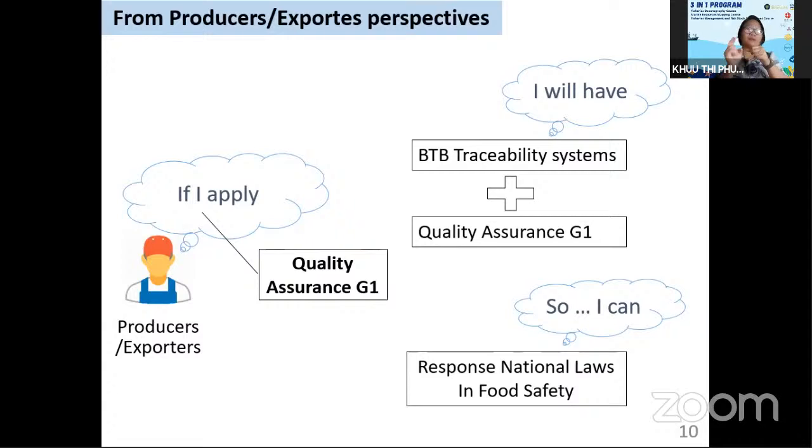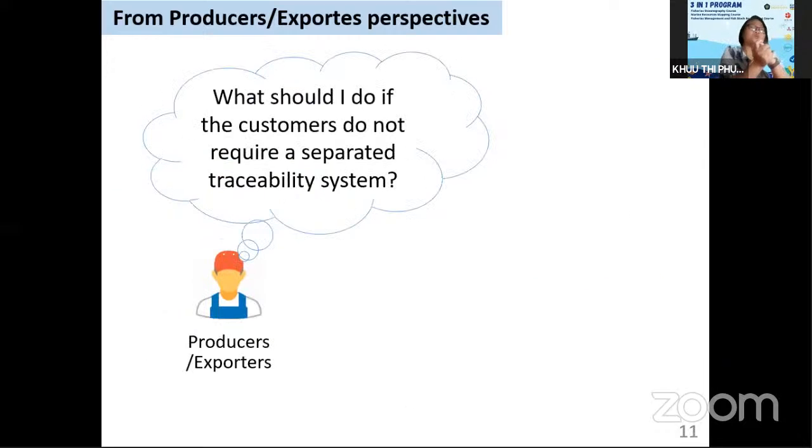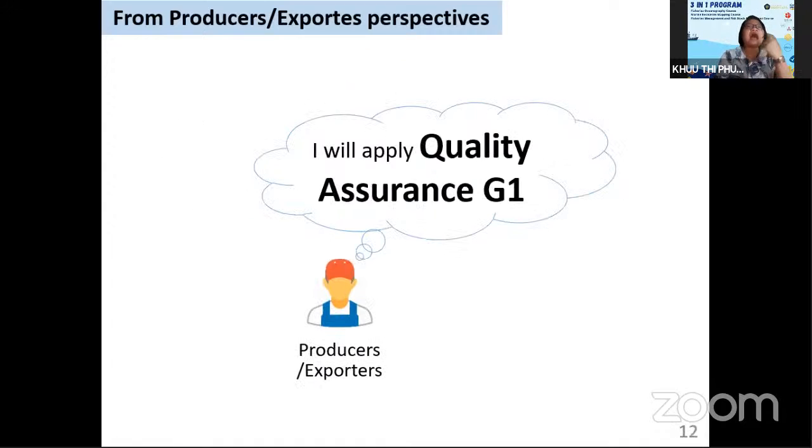So I can also respond to the national laws on food safety. So what should I do? If the consumers do not require a separate traceability system, what will you do? For me, I would only apply quality assurance group 1, because no one requires me to have a traceability system different from quality assurance. So I try to apply quality assurance.